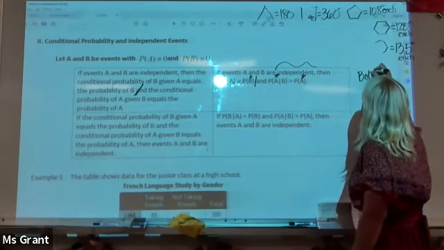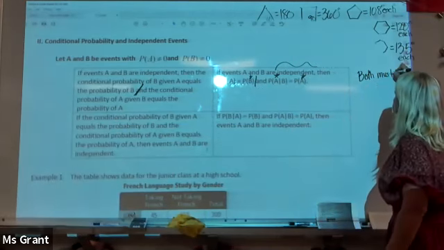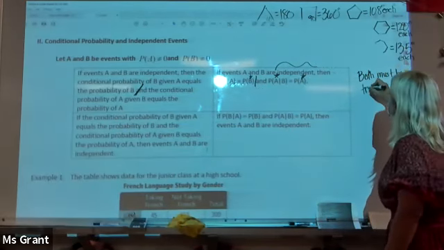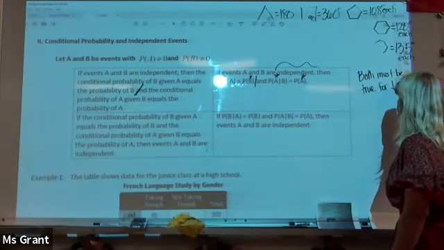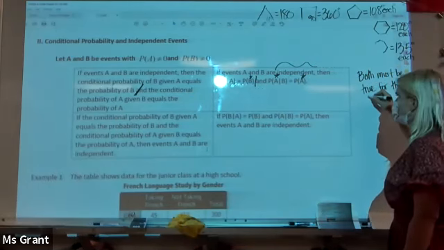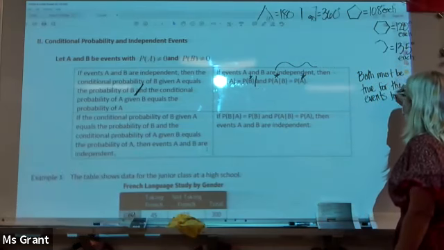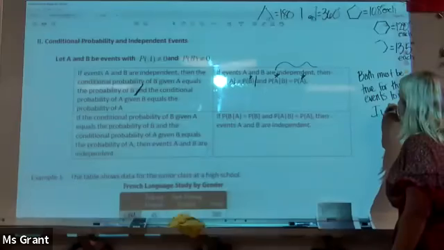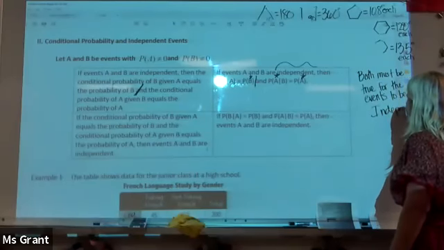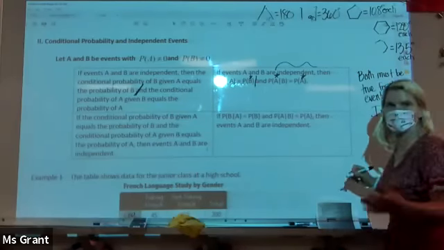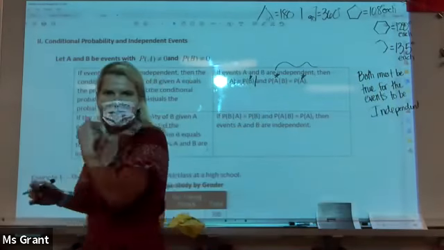Both must be true for the events to be independent. And when I say true, I mean their probabilities must be equal, the same probability.